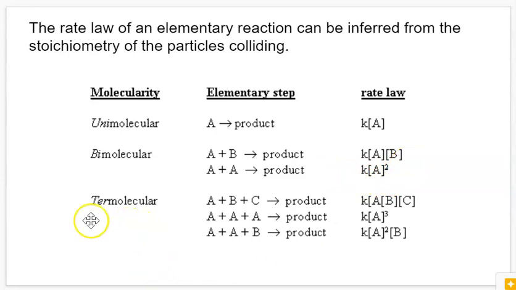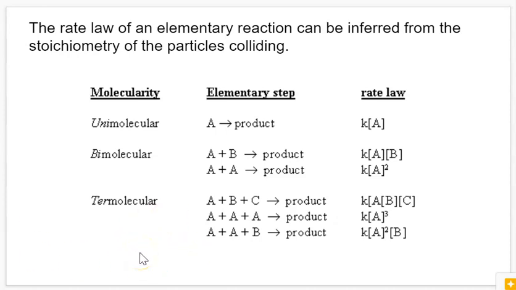For termolecular reactions or the more complicated multi-step reactions, it's going to be based off of the individual components involved. So A, B, and C, it's going to be first order in each of those substances. If there's 3 moles of A all colliding, it's going to be A to the third power. It's going to be third order in A. And if we have 2 A's colliding with 1 B, that's going to be second order in A and first order in B. But as I mentioned earlier, termolecular reactions are very unlikely to occur with these sorts of mechanisms.